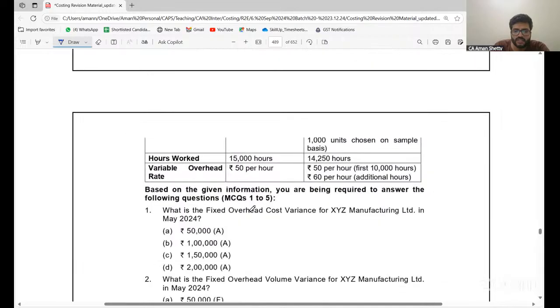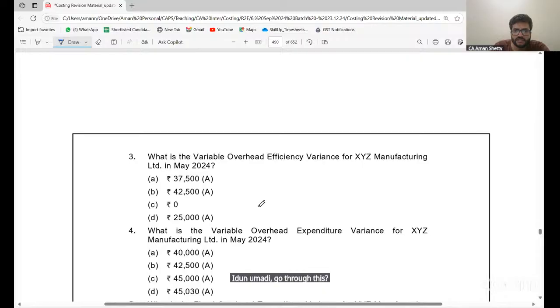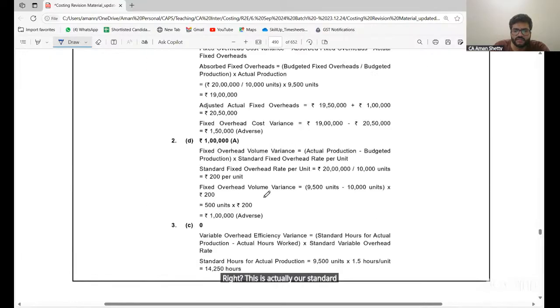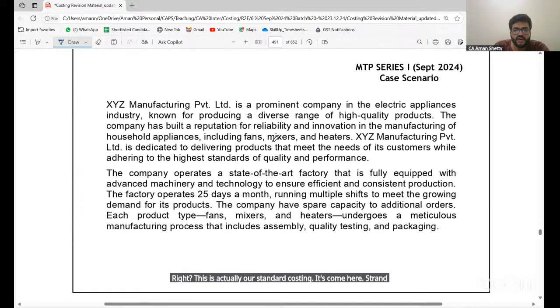Go through this, right? This is actually your standard costing. Standard costing, it's come here, standard costing formula.